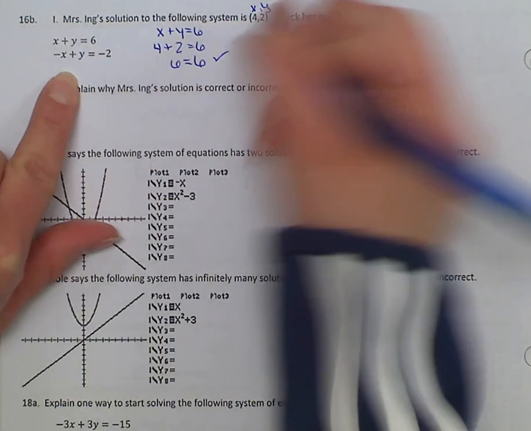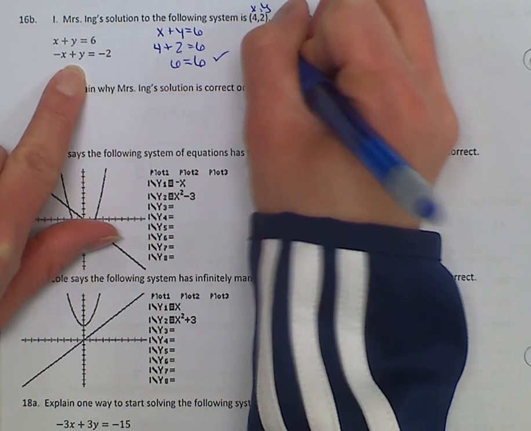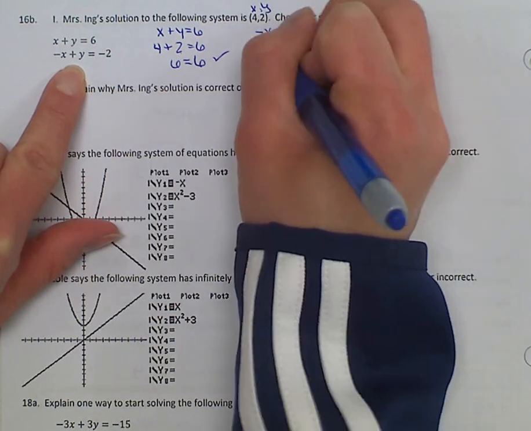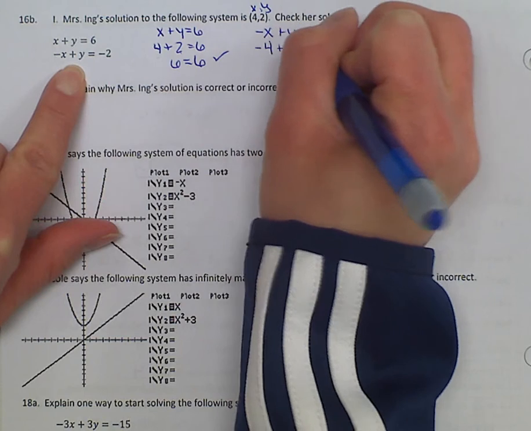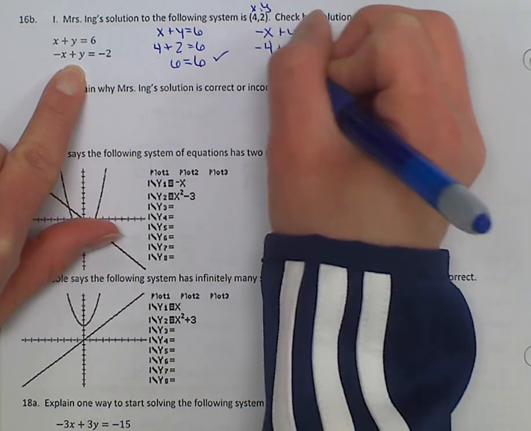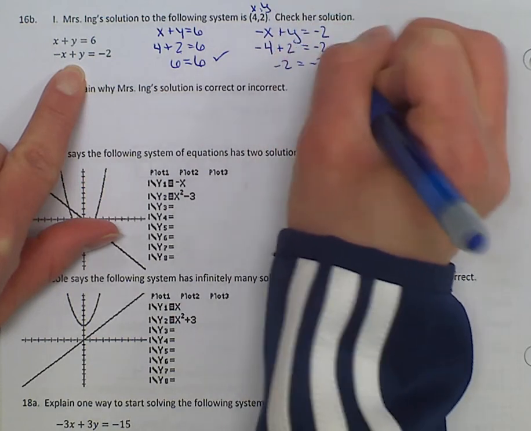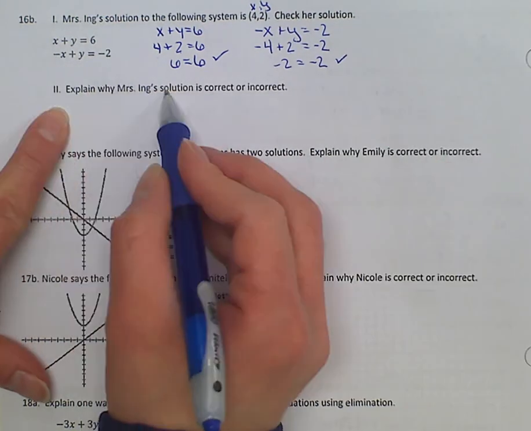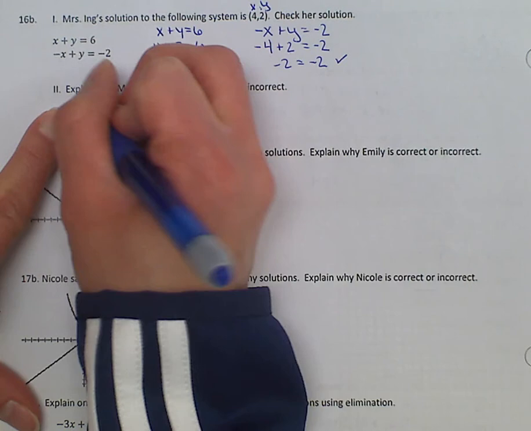So it works in the first equation, but we also have to check our second equation. Here we're going to get negative 4 plus 2 equals negative 2. Negative 4 plus 2 is negative 2, so we get negative 2 equals negative 2. So it says explain why Mrs. Ng's solution is correct or incorrect.